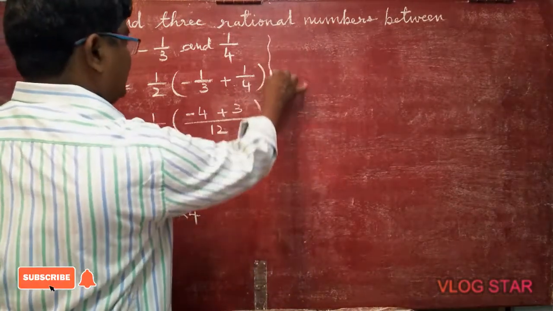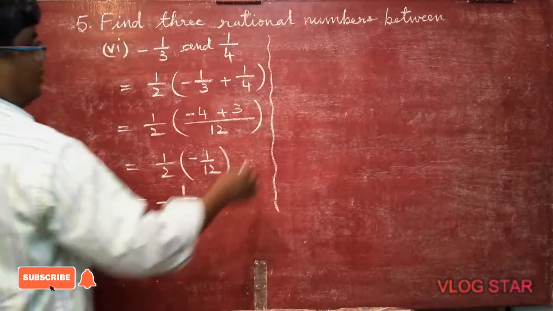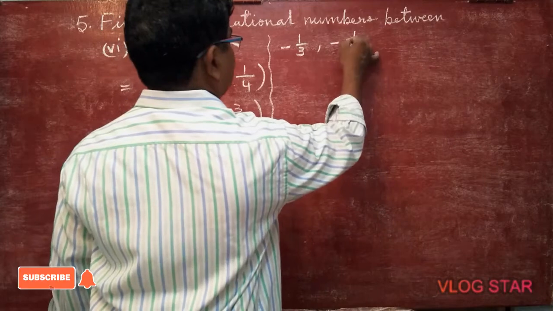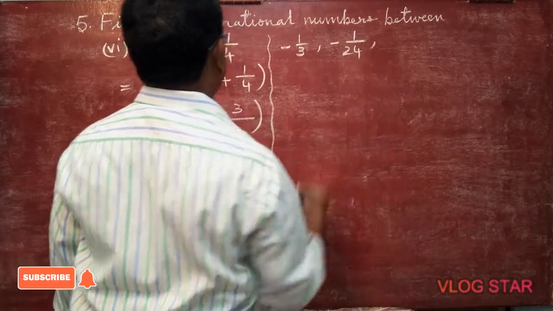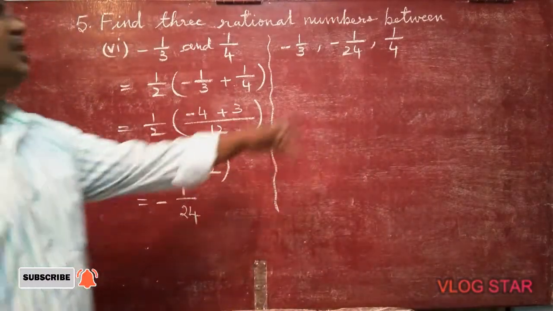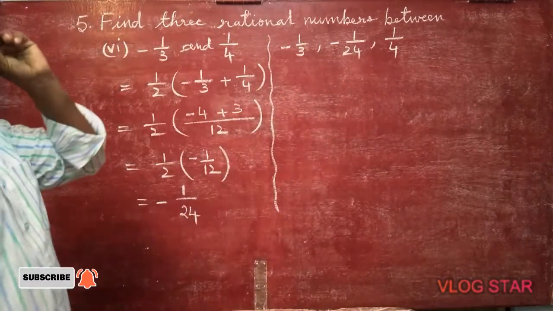So now we got minus 1 by 3, comma, minus 1 by 24, comma, 1 by 4. We got only one rational number. Still 2 more, because 3 they are asking.